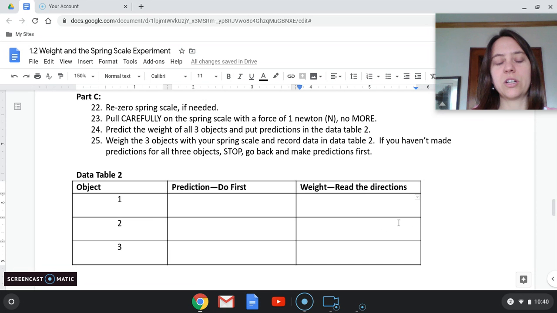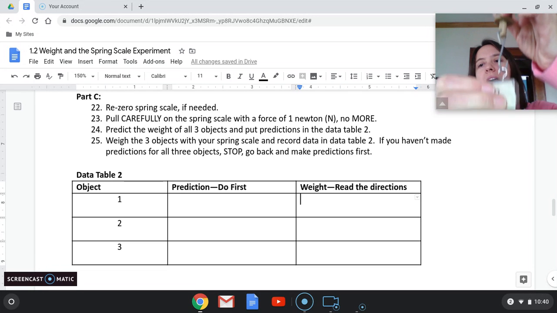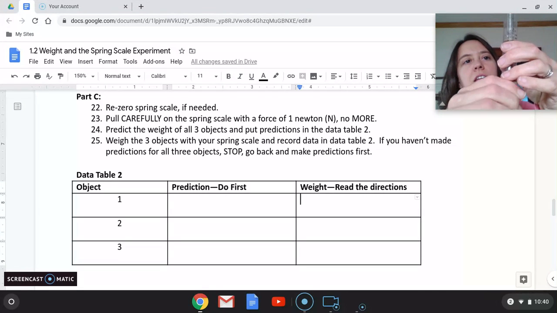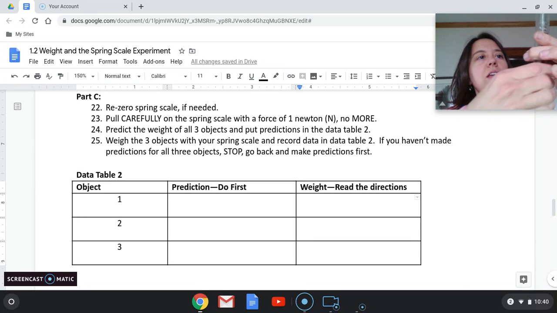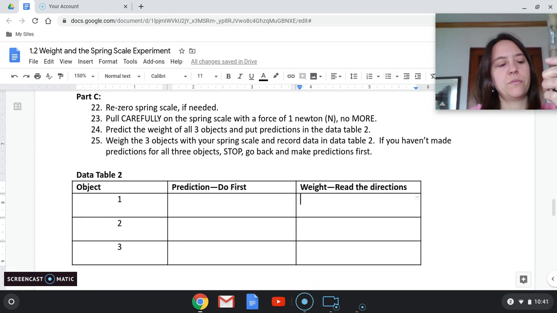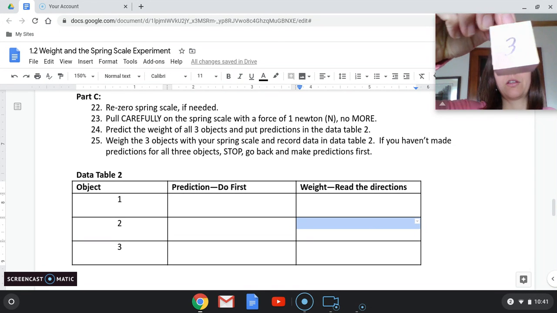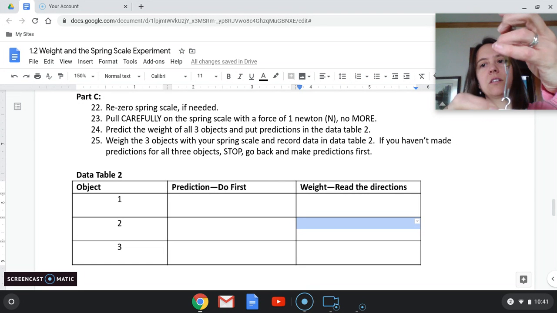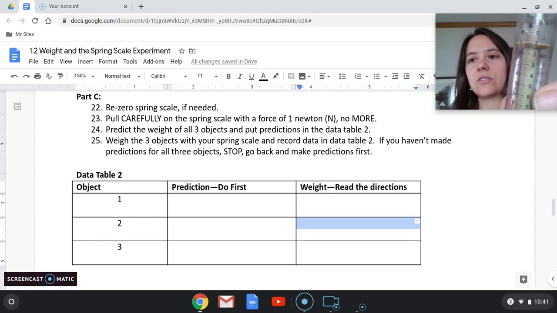Now for object 2, I'm going to take the weight of object 2. You can see it's in between 2 and 3, and it is 2.2, 2.4. So put 2.4 newtons right there, please. And then I'm going to do object 3. I'm going to take the weight of object 3, and you can see it's right about 1.